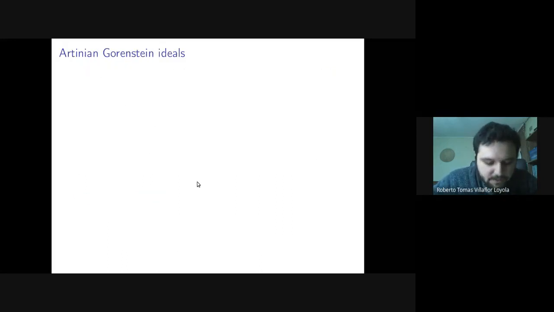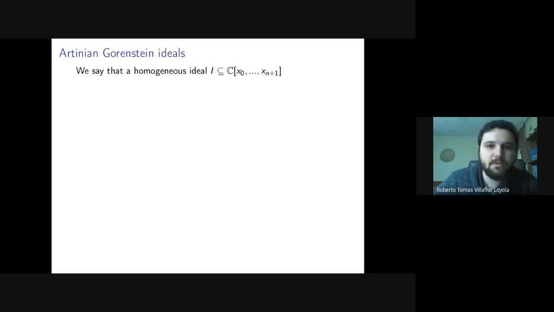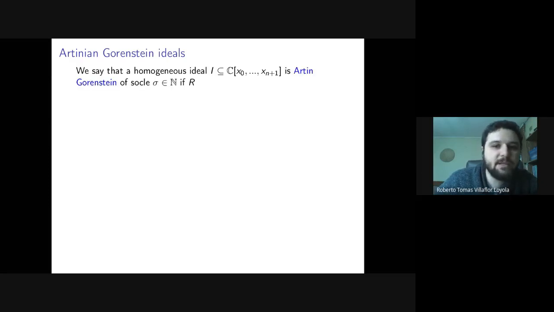So, in order to advance to the second question that I stated before, to answer the question of how can we obtain equations from a Hodge cycle written in Griffiths form, I have to introduce first a very nice kind of ideals, which are the Artin-Gorenstein ideals. So let me recall what they are. I will say that a homogeneous ideal is Artin-Gorenstein of tuple sigma if the quotient ring satisfies the following relation.